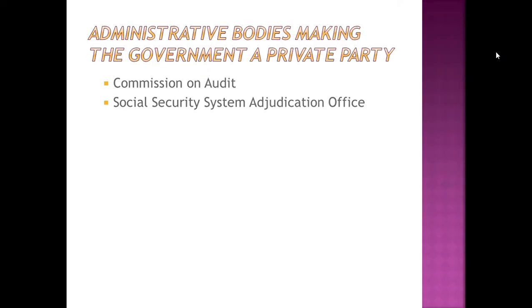Fifth group, administrative bodies making the government a private party. We have the COA, one of the constitutional commissions. Do you remember? What are the three constitutional commissions again? We have the Civil Service Commission, Commission on Elections, and the Commission on Audit. Now here, one of the administrative bodies making the government a private party, we have the Commission on Audit. And the second one, we have the Social Security System Adjudication Office.